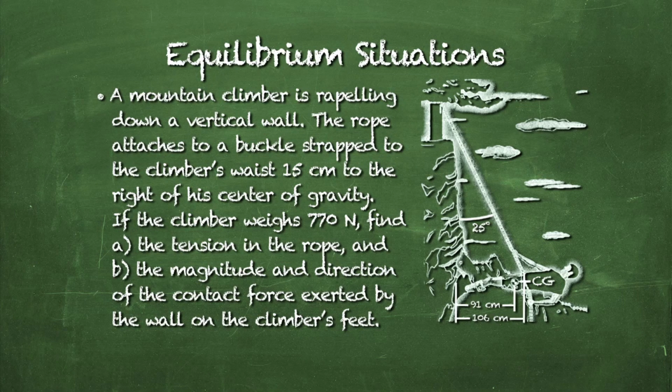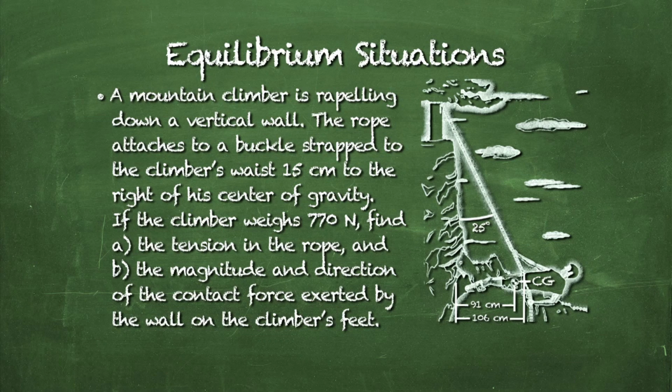Now in the diagram we can also see that the rope is making an angle of 25 degrees with respect to the vertical. We can also see that the climber's center of gravity is 91 centimeters from the wall, and the rope is attached to the climber 106 centimeters from the wall.